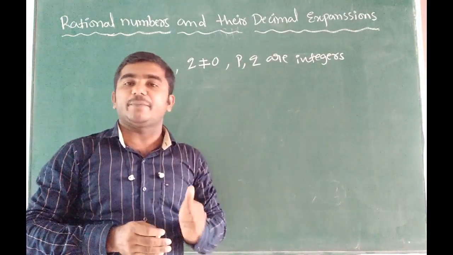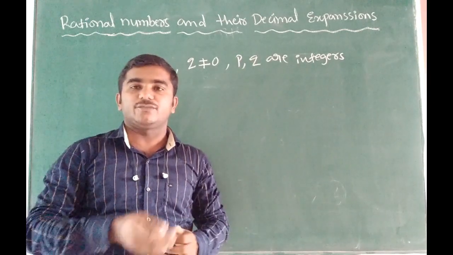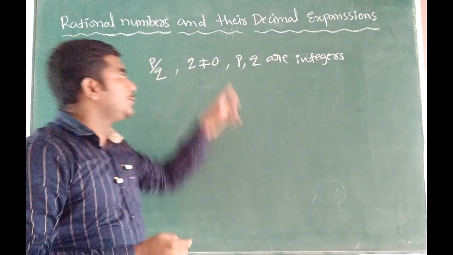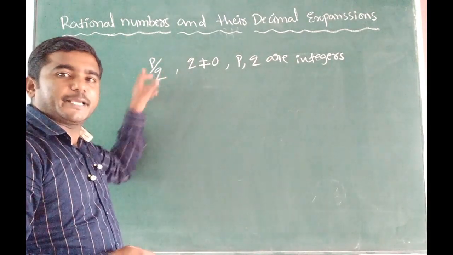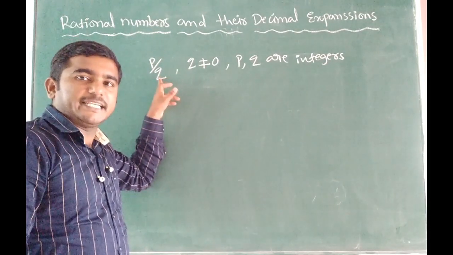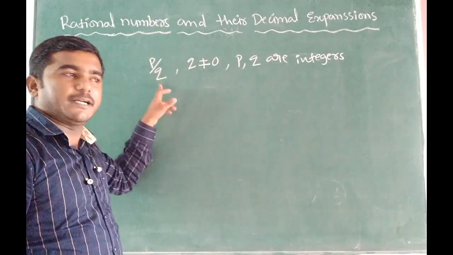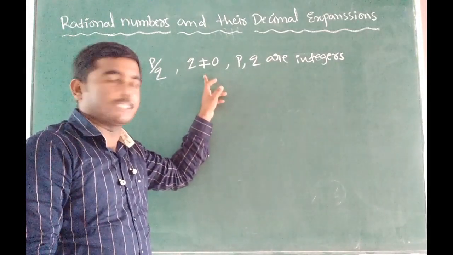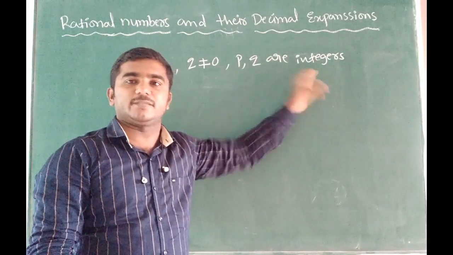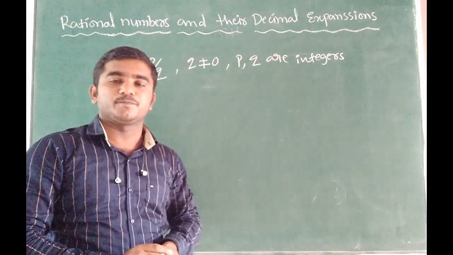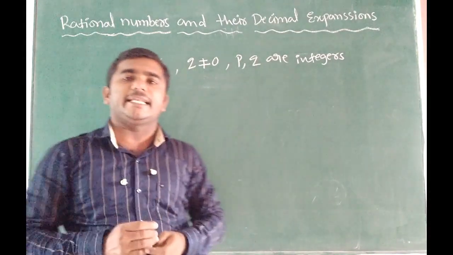For example, if you take any p by q form like fractions 1 by 2, 1 by 3 or 1 by 4, 2 by 3, 7 by 9, any numerator by denominator, p by q form, where q is not equal to 0. Why q not equal to 0? If you take the denominator as 0, any number divided by 0 is undefined. That's why the rule is q not equal to 0 and p, q are integers. P and q you can take any integers except q equal to 0.